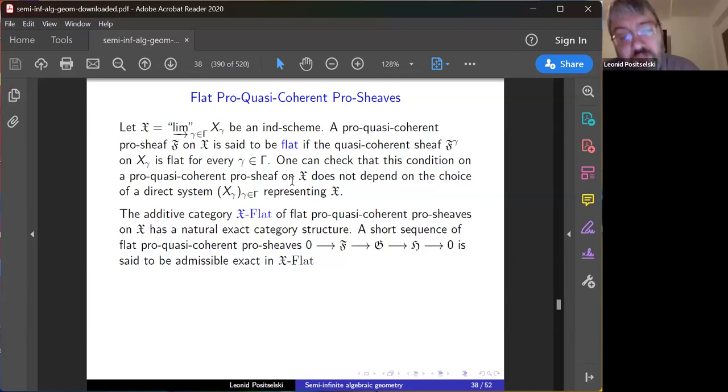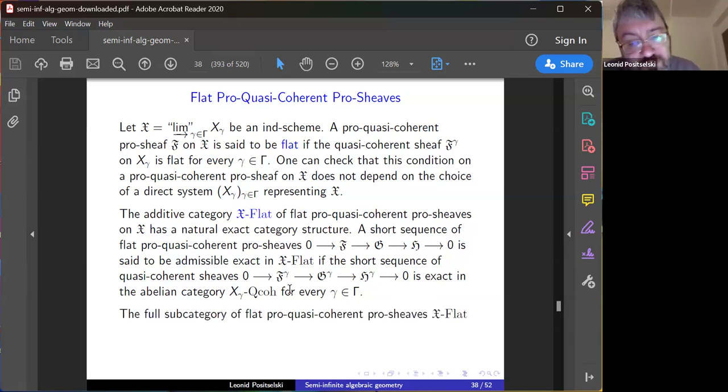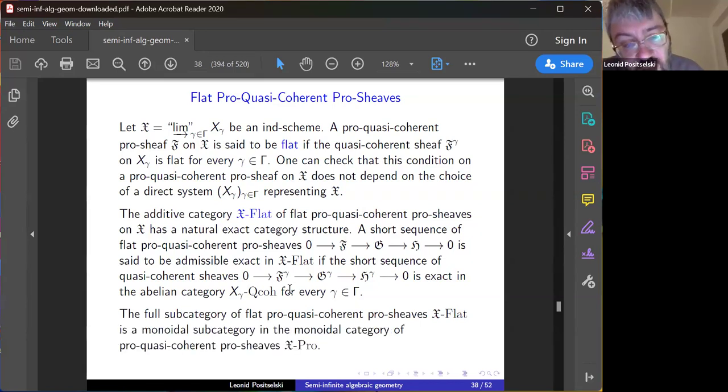A short sequence of flat pro-quasi-coherent pro-sheaves is said to be admissible exact in the exact category of flat pro-quasi-coherent pro-sheaves if the short sequence of components, Gamma-indexed components, is exact in the abelian category of quasi-coherent sheaves for every gamma in Gamma. The full subcategory of flat pro-quasi-coherent pro-sheaves X-flat is a monoidal subcategory in the monoidal category of pro-quasi-coherent pro-sheaves X-pro. The tensor product operation is exact in X-flat.